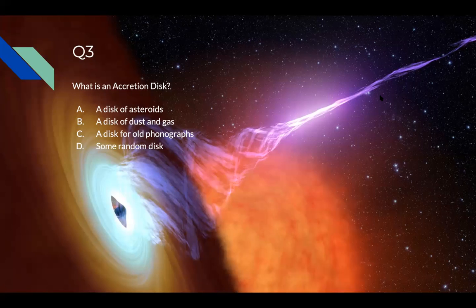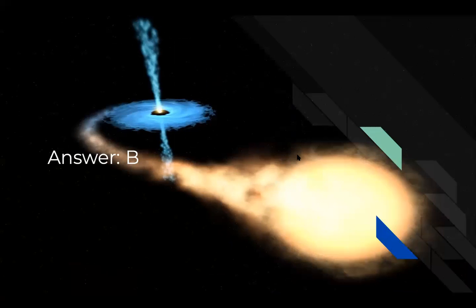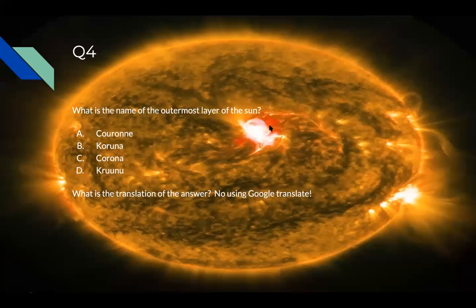Good job. So 3, 2, 1. Time is up. The answer is B. It's a disk of dust and gas. Now, to everyone who said a disk of asteroids, you're not wrong, but at the same time, it's not correct because asteroids come after the accretion disk. Does that make sense? Yes. It does.